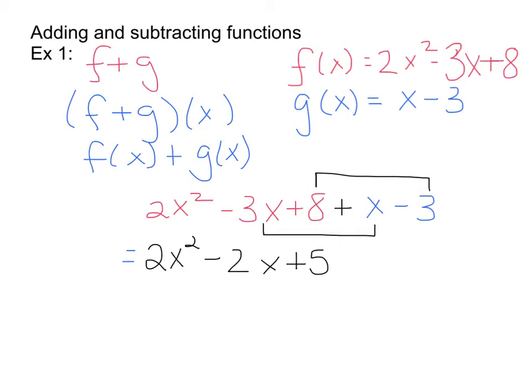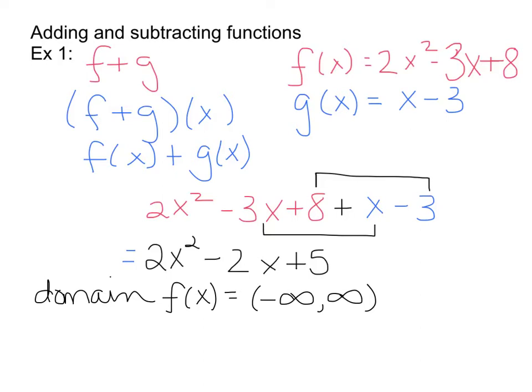Now we have to talk about their domain. You have to look at multiple things. Let's first look at the domain of f of x. So f of x is 2x squared minus 3x plus 8. You know that x squared is a parabola, so the domain is negative infinity to positive infinity. Now let's look at the domain of g of x. So g of x is x minus 3. X minus 3 is a line, and the domain for lines is negative infinity to positive infinity.